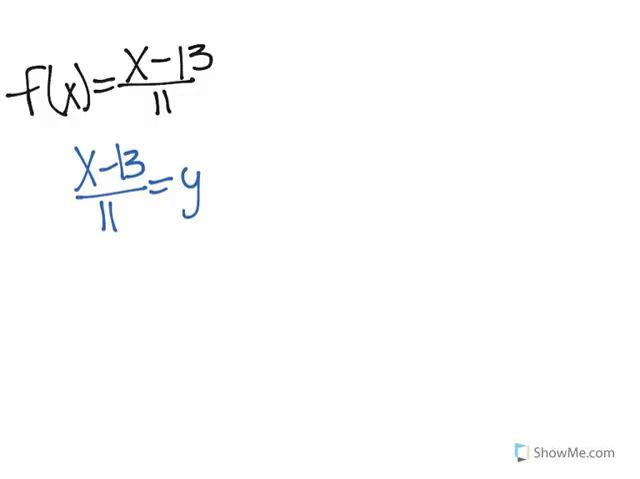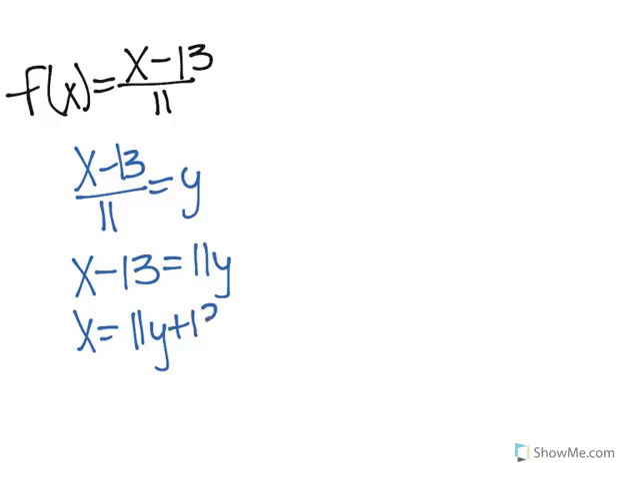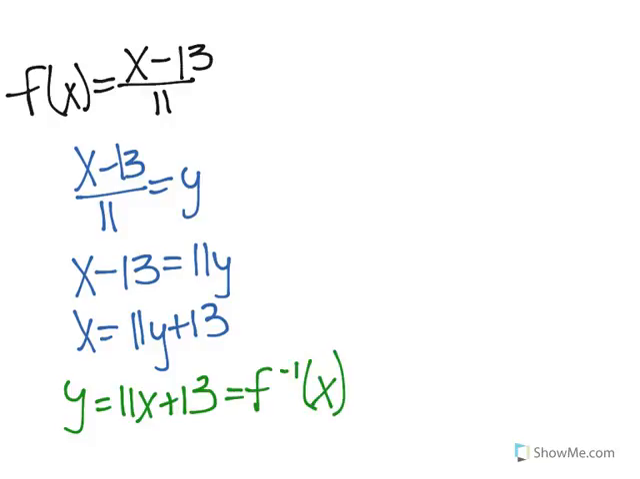So we're going to multiply both sides by 11. And then I'm going to add 13 to both sides. And now this final step is really important. All you have to do is switch the variables. There you go. That's your inverse function.